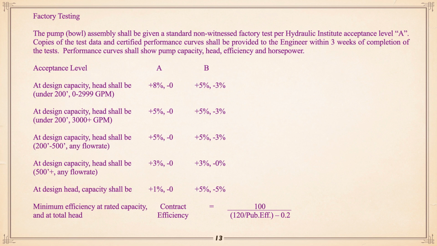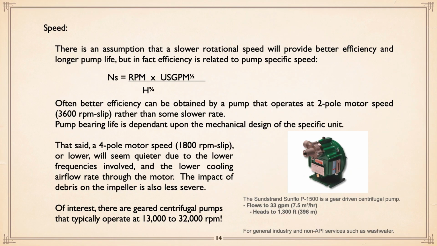Minimum efficiency at rated capacity at total head, and contract efficiency, as you can see, there's a little formula for arriving at that. Okay? Now, one of the interesting things we talked about was speed. People tend to assume that a lower rotational speed will provide better efficiency and longer pump life. But in fact, efficiency is related to pump specific speed. Remember, around 2,000 to 5,000 is where you're most efficient in pump designs. Often better efficiency can be obtained by a pump that operates at 2-pole motor speed, 3,600 RPM less slip. We'll get into that in much detail later, rather than some lower rate.